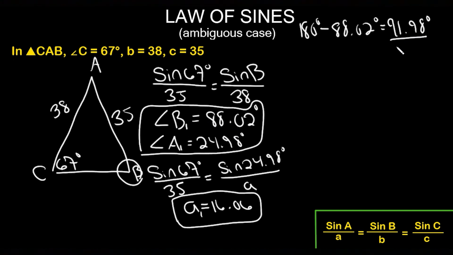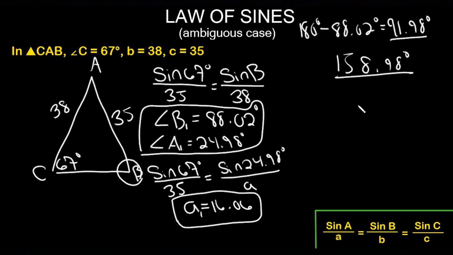Now, do we have room? Well, remember, this 67 degrees is not going to change. I showed that to you at the beginning. So all you have to do to check for a second triangle is take 91.98 in your calculator and add 67. So plus 67, and I get 158.98 degrees. That means there's going to be a second triangle because I do not go over 180. Now, if this number right here went over 180, that means it's not possible to have a second triangle.